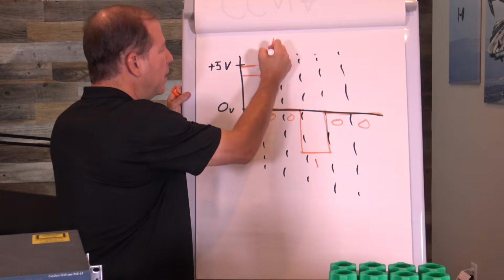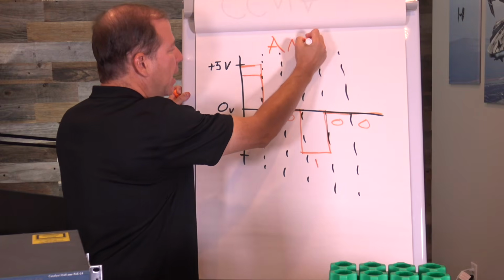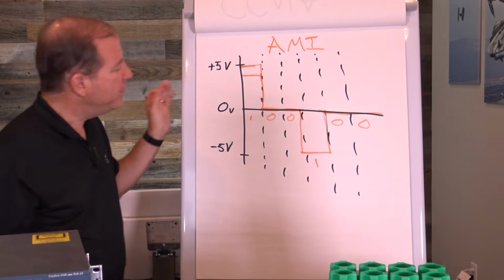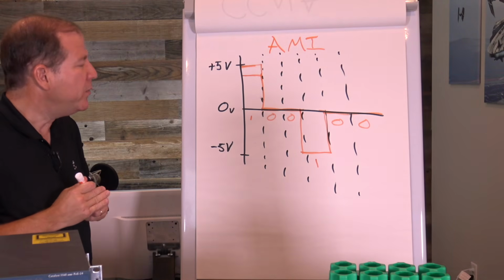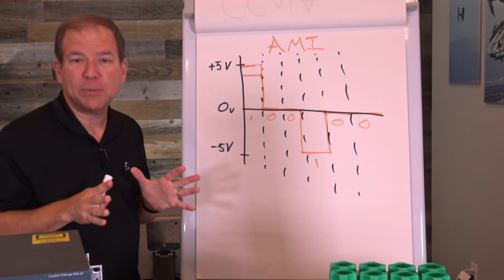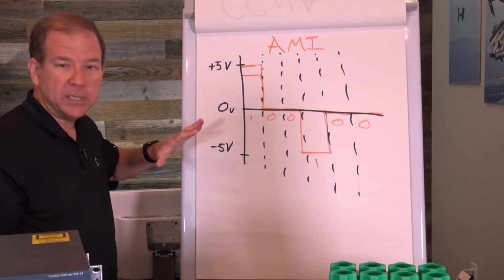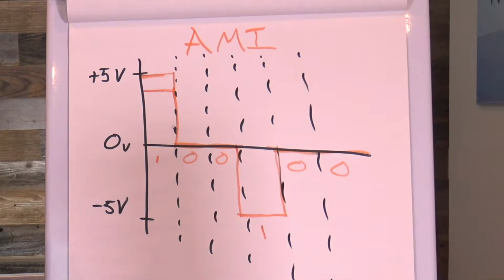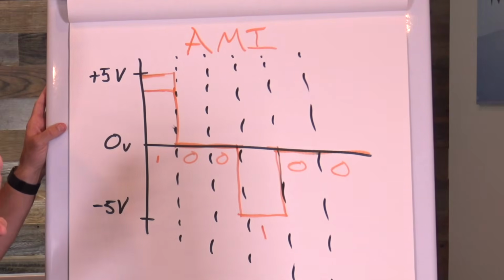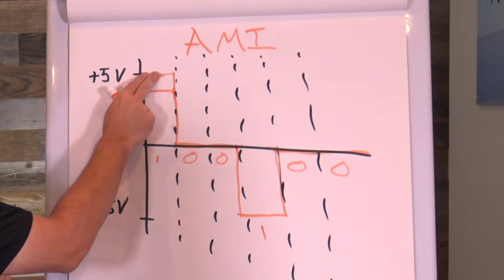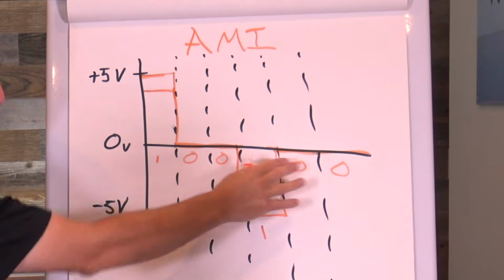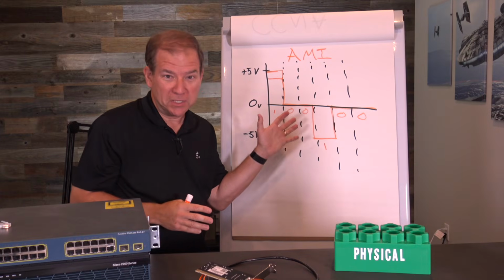And again, this is called AMI for alternate mark inversion. What we've done here is we've used the presence or the absence of voltage to represent binary 1s and 0s. And over time, we have an average of 0 volts on the wire. We have a positive voltage, a negative voltage, 0 volts. On average, we have 0 volts on the wire. That's a good electrical characteristic.